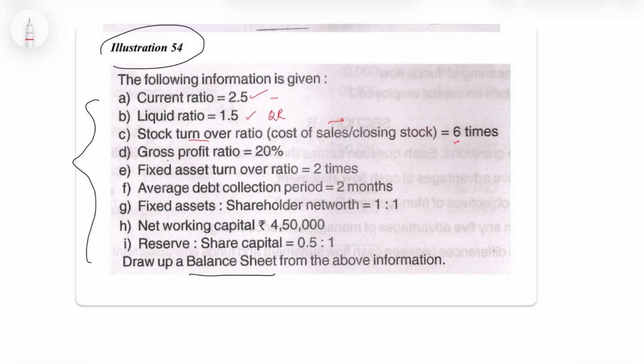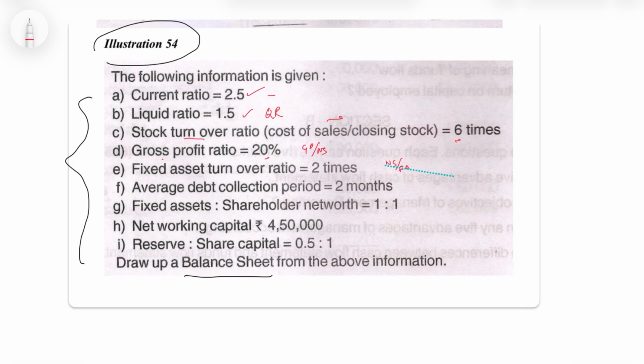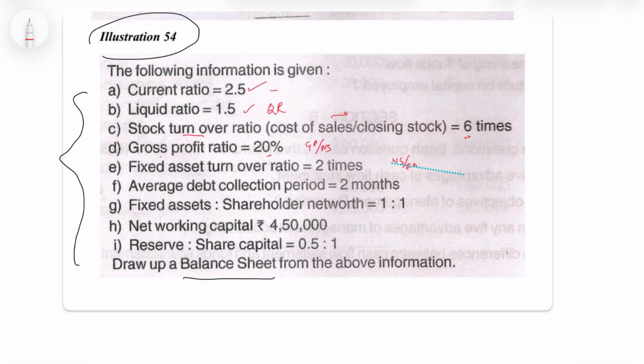Gross profit ratio 20%. Gross profit ratio formula: gross profit divided by net sales. Fixed asset turnover ratio: net sales divided by fixed asset, 2 times. Average debt collection period, debtor collection period.